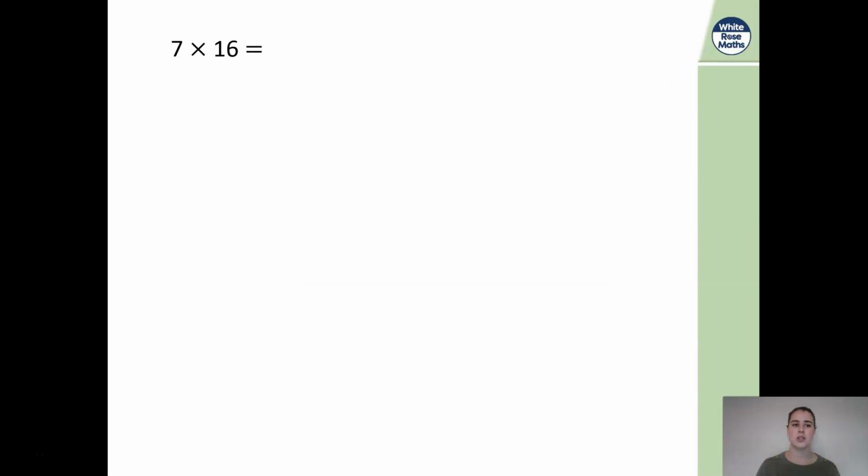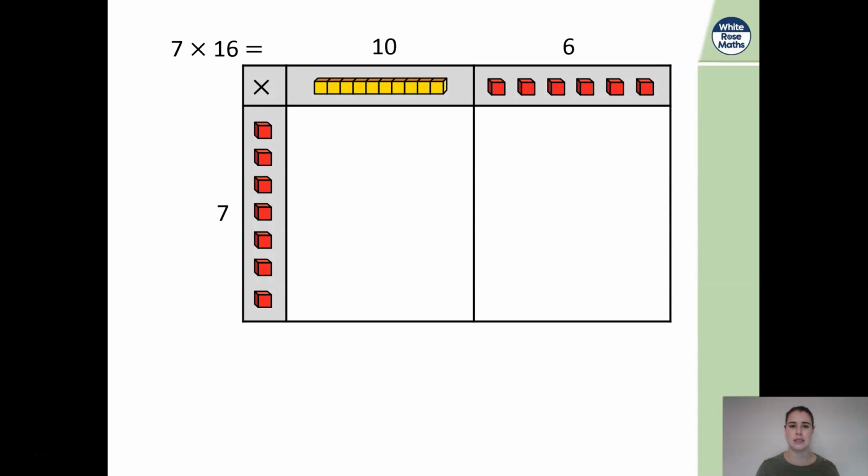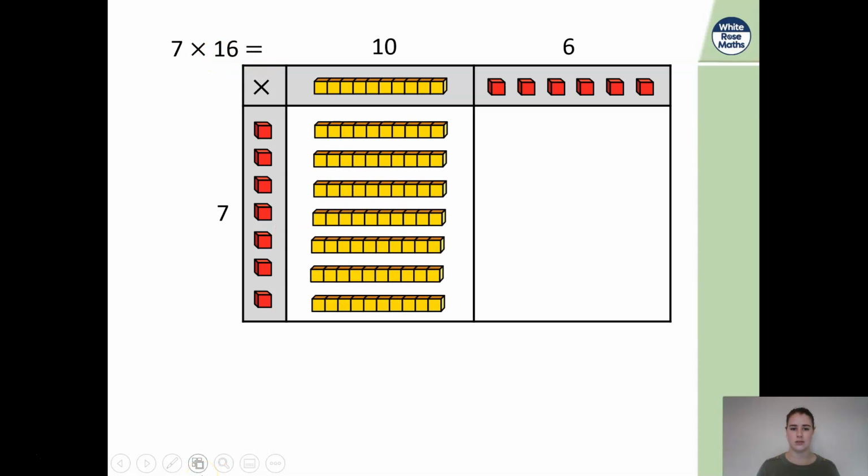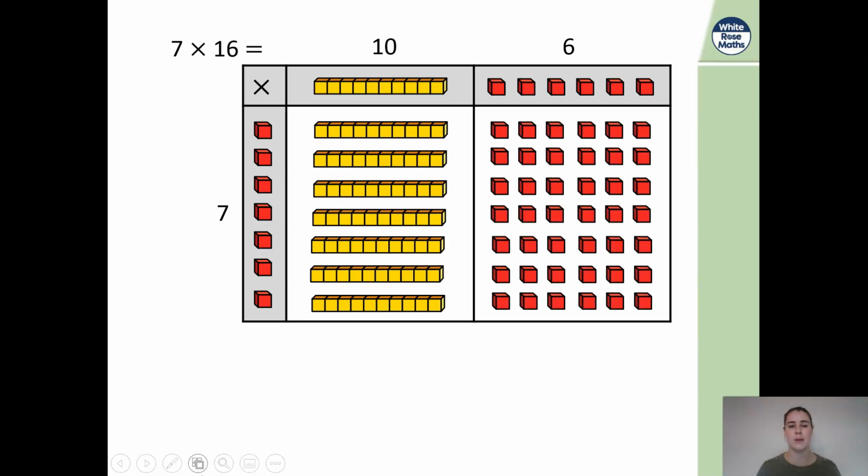Let's consider this question. 7 multiplied by 16. So again, we're going to partition our 16 into 10 and 6 because we only have one value in our 10s column. So here we're going to do 7 lots of 10. 7 lots of 10 we know is 70. And here we're going to do 7 multiplied by 6. 7 multiplied by 6 gives us 42. Now I know from saying that out loud that 42 is far too big, so we can probably exchange quite a few of our 1s over.